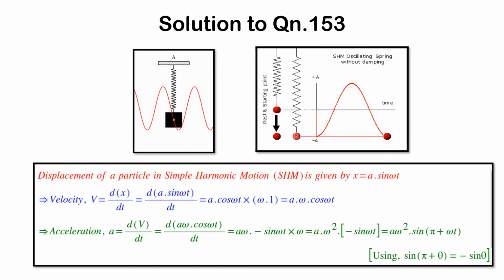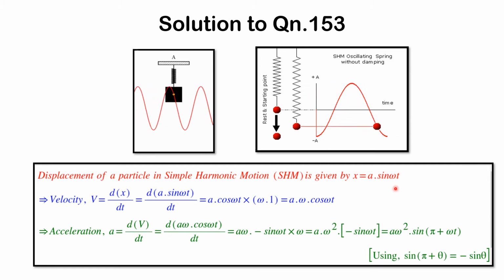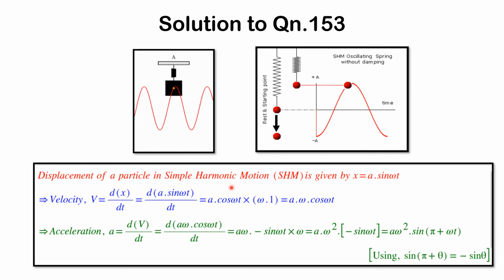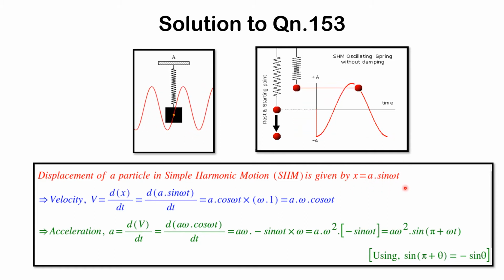exhibit simple harmonic motion given by a sine function or a cos function. நான் இங்க sine function use பண்ணிருக்கேன். So the displacement of a particle in simple harmonic motion is given by x is equal to a times sin omega t. X the displacement, a the amplitude, omega t the theta.